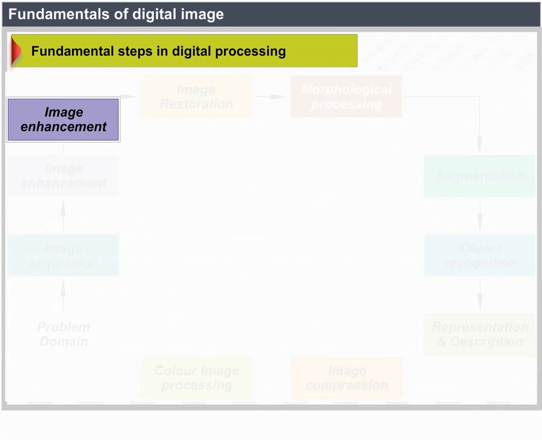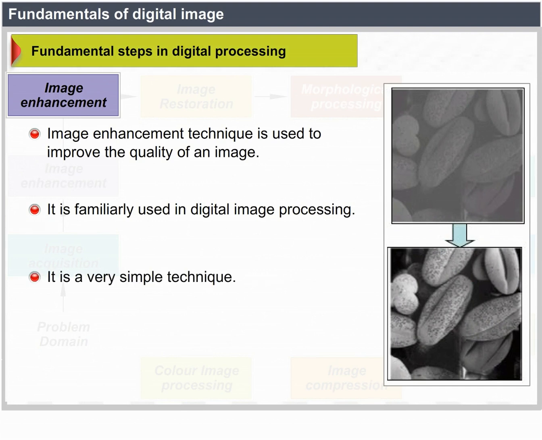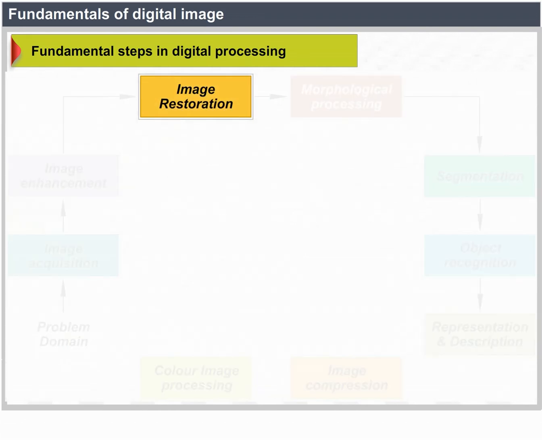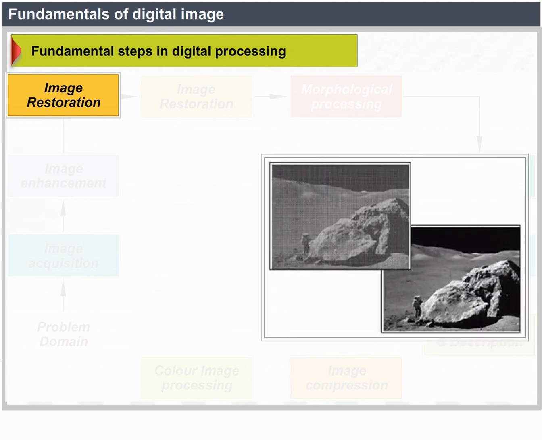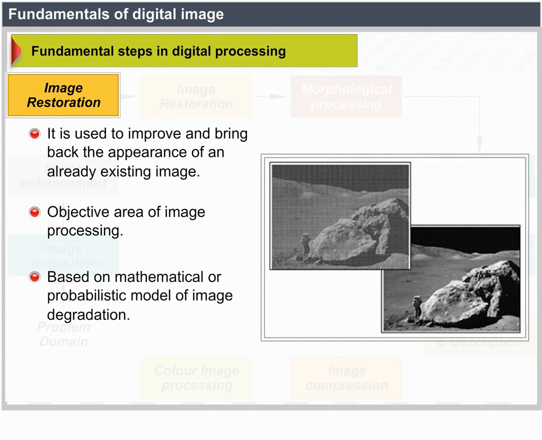Image enhancement. Image enhancement technique is used to improve the quality of an image. It is familiarly used in digital image processing. It is a very simple technique. Subjective area of image processing. Image restoration. It is used to improve the appearance of an image. This is the objective area of image processing. This is based on a mathematical or probabilistic model of image degradation.